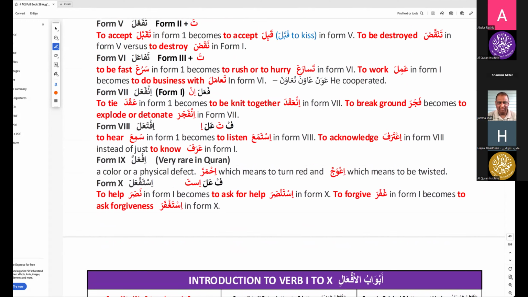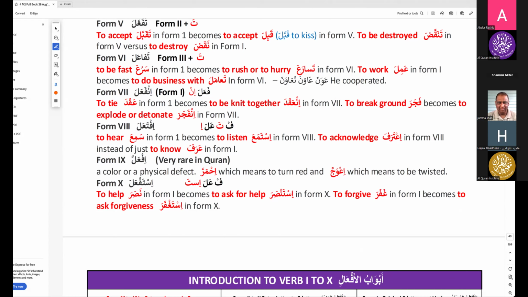What are they? Brother Jumahan, do you want to say? Please, yes, please. Okay, Madi, Mudari, Amr, Amr nahi. The next three, if you can. Fa'il, maf'ul, and Masdar. Yeah, in order: Fa'il, maf'ul, masdar.